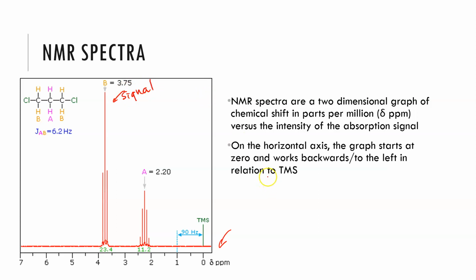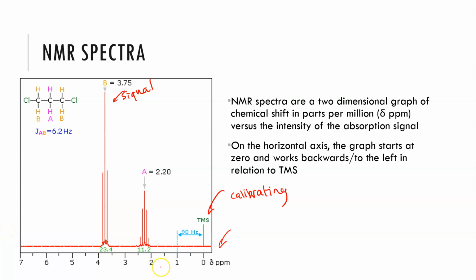The graph starts at 0 and works backwards to the left in relation to TMS. And TMS here is essentially what we are calibrating the machine against. So they put a small sample of TMS, which we will learn later on is tetramethylsilane. They set that to being 0, and then everything else is measured relative to TMS.